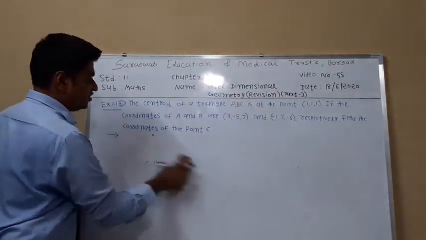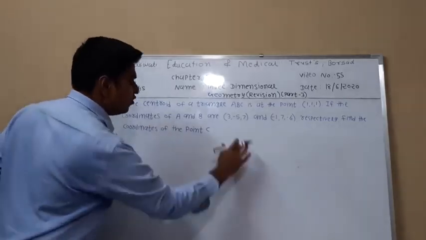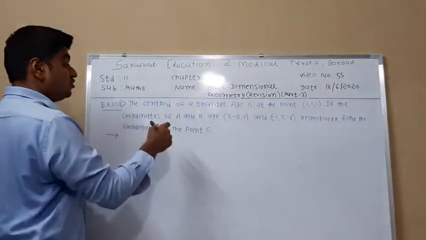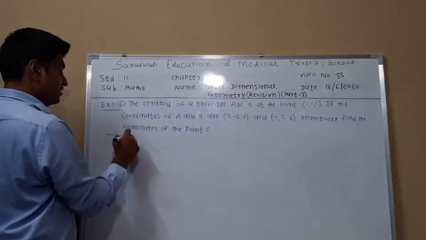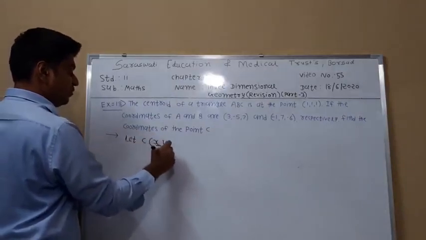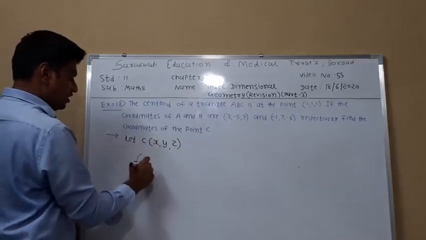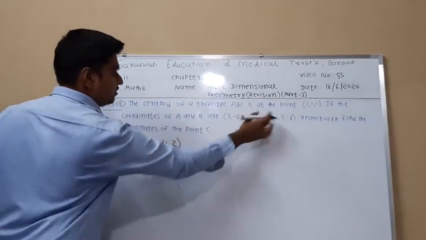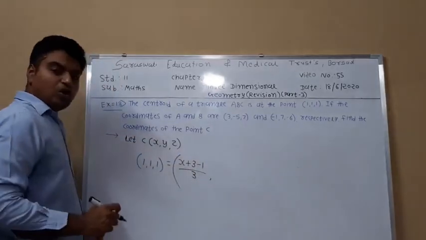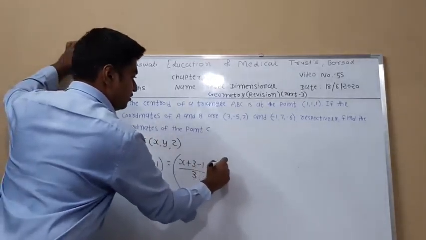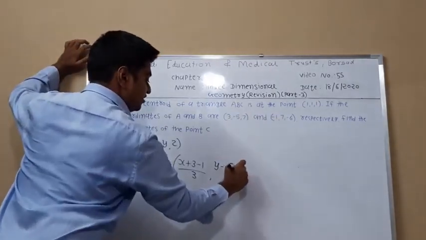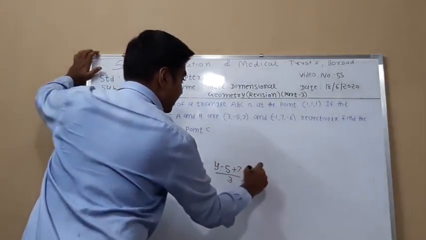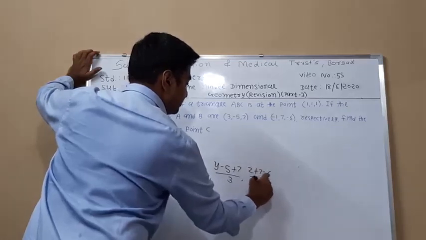So now in this question, A and B coordinates are present, C coordinate is not present, and the centroid is already present. So find the coordinate of C. Let C coordinate be (x, y, z). Now (1, 1, 1) is equal to ((x plus 3 minus 1) divided by 3, (y minus 5 plus 7) divided by 3, (z plus 7 minus 6) divided by 3). Here three coordinates are present, that means divided by 3.